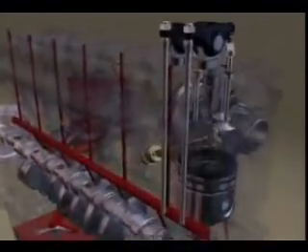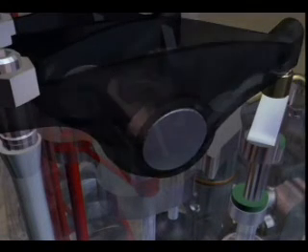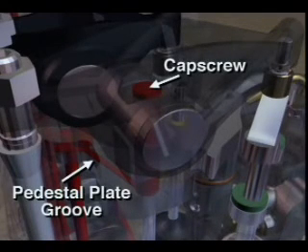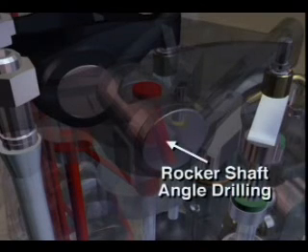From the drilling in the cylinder head, oil flows through a groove in the bottom of the pedestal plate. The oil then flows around the rocker lever mounting cap screws to the rocker shaft. Oil flows through angle drillings on the inside diameter of the shaft and along its length. At each end of the shaft, the angle drilling allows oil to flow from the inside diameter of the shaft to the rocker lever bore.